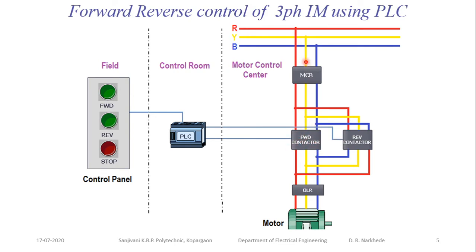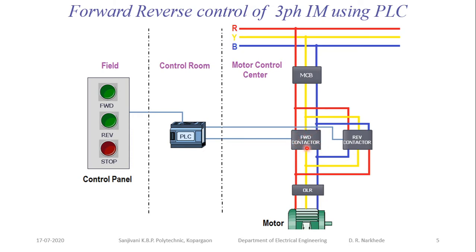So if I have to rotate the motor in the forward direction, then my forward contactor should energize, and if I want to rotate the motor in the reverse direction, then the reverse contactor should energize. Keep in mind that both contactors should not energize at the same time. If both contactors energize at the same time, that will result in a short circuit. So you have to use the interlocking concept over here.